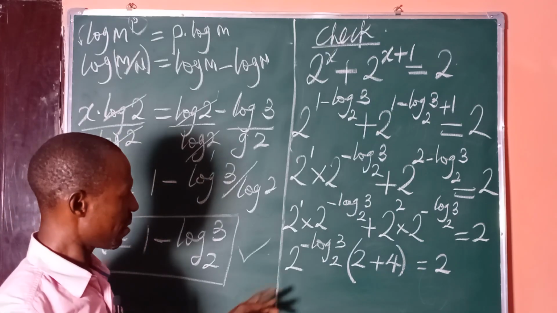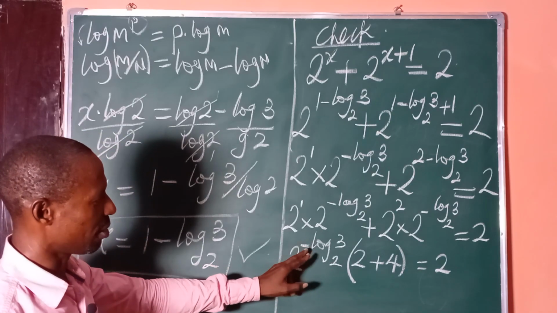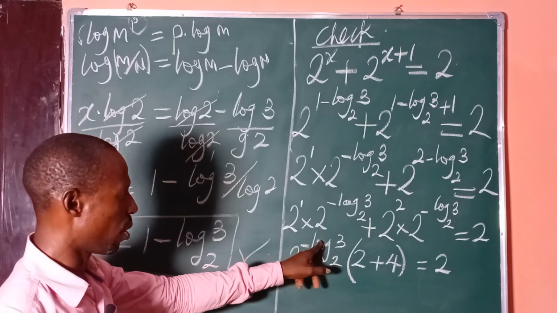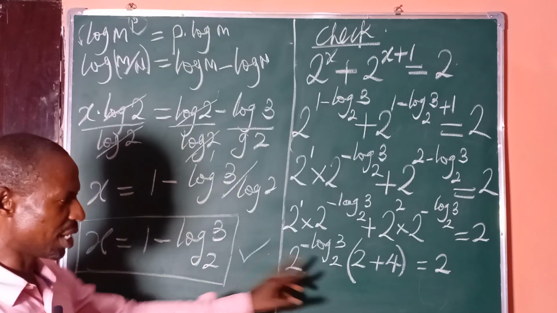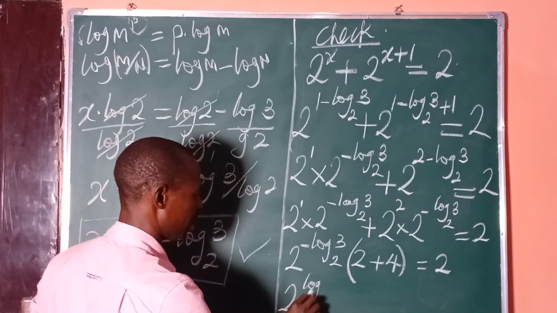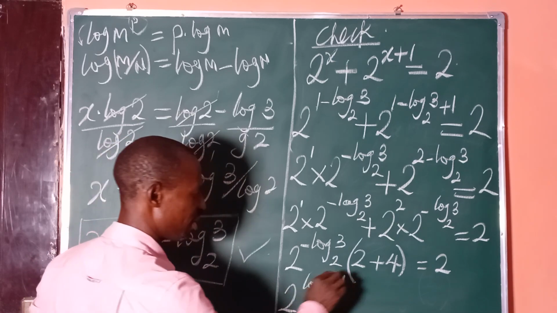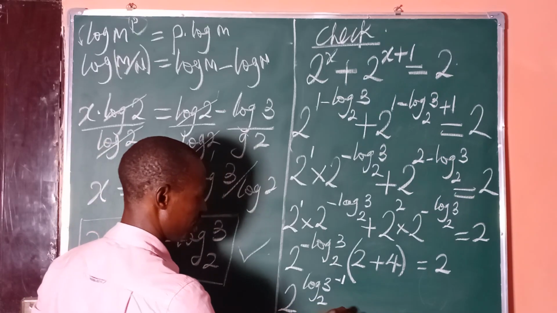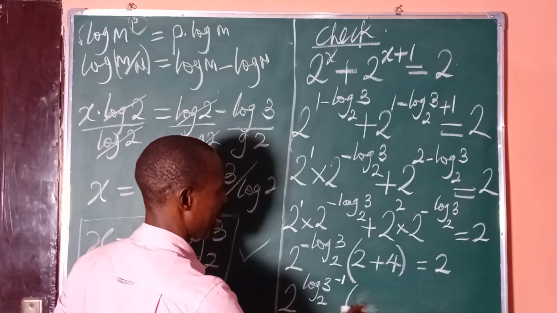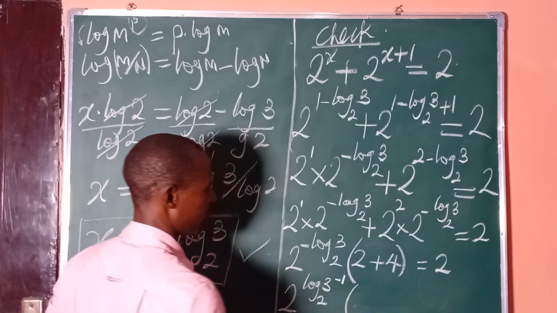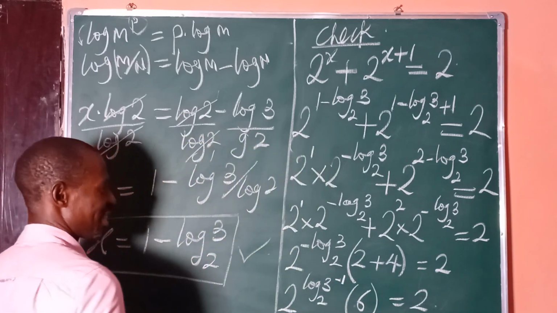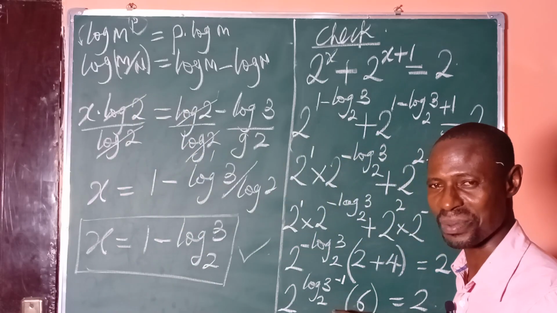Good. Now from here, we apply a law in logarithm by moving this to this side, and here we have 2 to log 3 base 2. In other words, we're going to have 2 to the log of 3 to the power of minus 1, base 2, in bracket 2. Let's just go ahead and add this up. This is going to give us 6, close bracket equal to 2. So let's continue and see what this will end up giving us.